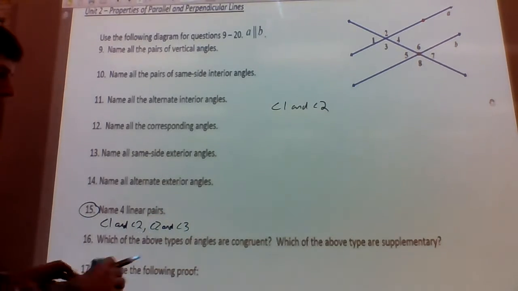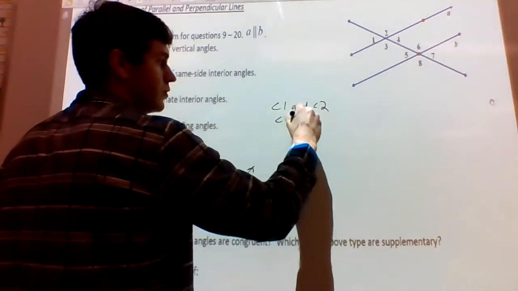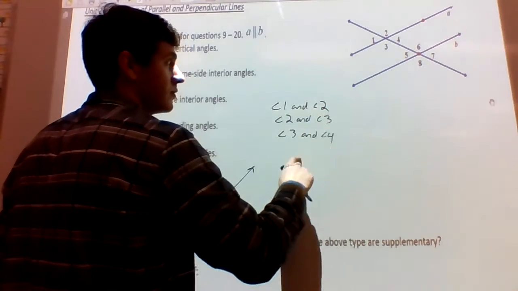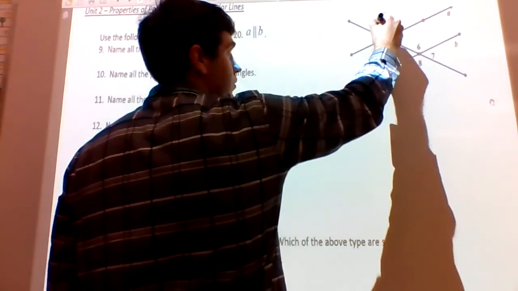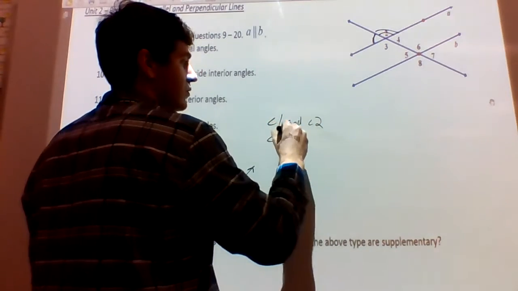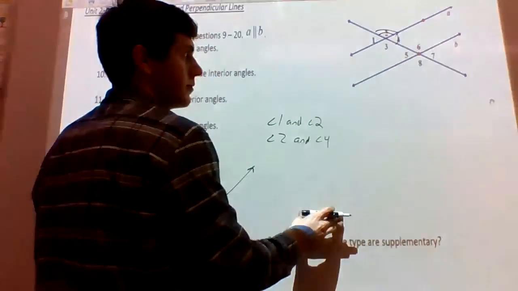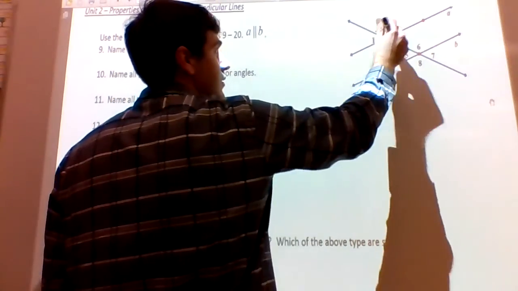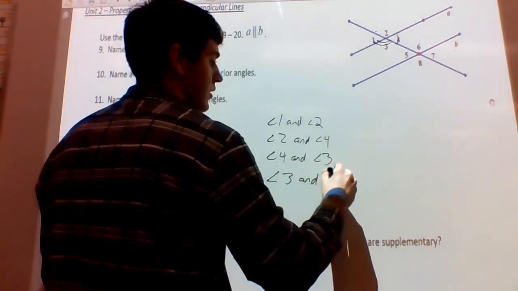Well, I'm just going to write up here to have more room. Angle 1 and angle 2, angle 2 and angle 3, angle 3 and angle 4. Well, again, they jumped out of order. Let's think about what we're doing. Angle 1 and angle 2. Okay. Angle 2 and angle 4. Okay. Angle 4 and angle 3. Angle 3 and angle 1.